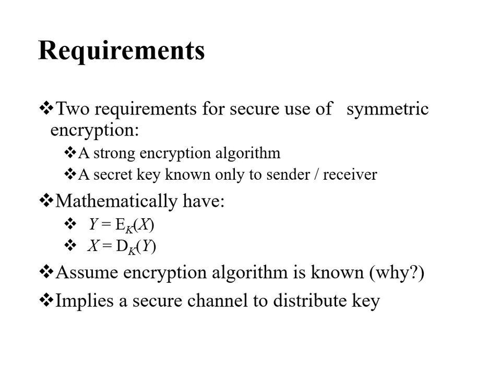And the second equation we show: X equals D sub K of Y. D sub K of Y, where D is for decryption, K for key, Y is the ciphertext. Decryption of the ciphertext using the key returns the original text, that is X.